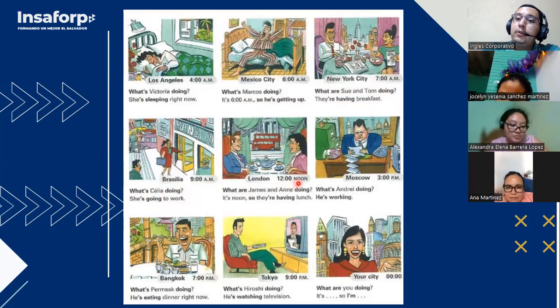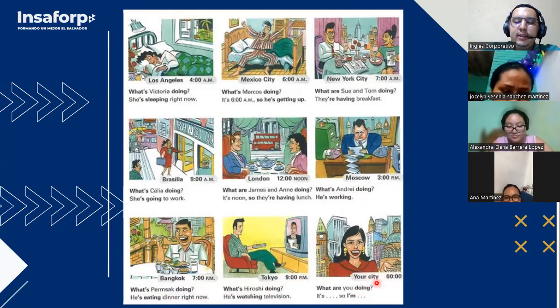London, 12 noon. What are James and Emma doing? It's noon, so they are having lunch. Yeah, they are having a good lunch. What about Moscow? 3 p.m. What's Andre doing? He's working. What about Bangkok? 7 p.m. What's Pitak doing? That's a very weird name. He's eating dinner right now. Tokyo, 9 p.m. What's Hiroshi doing? He's watching television.